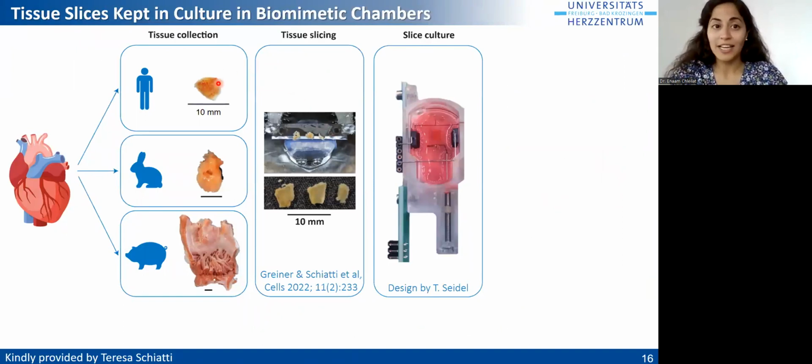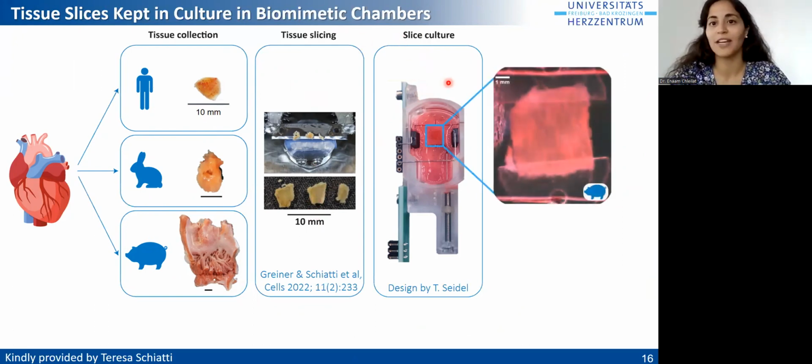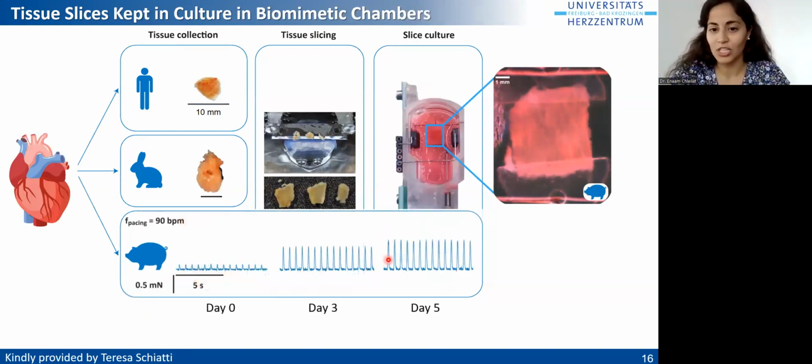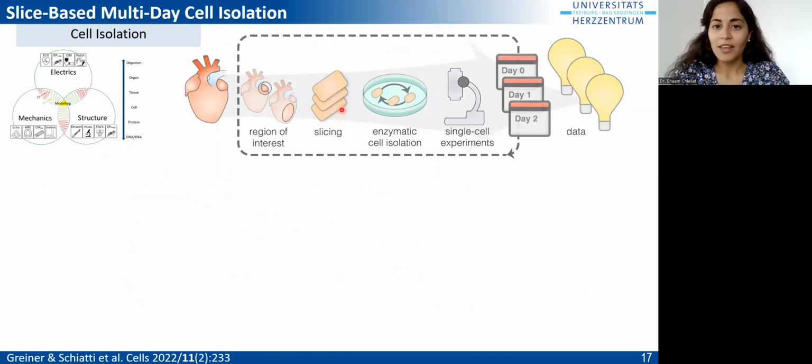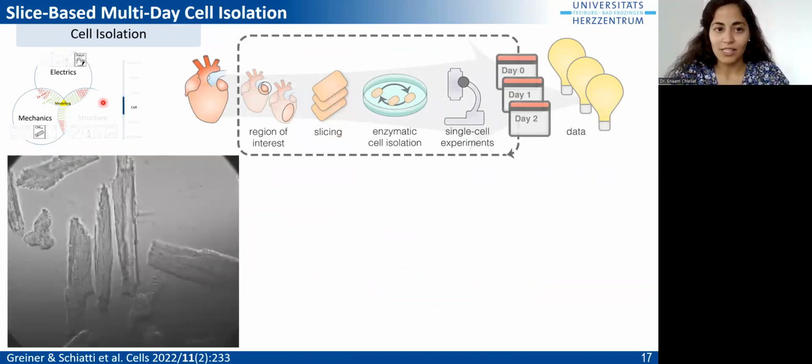My colleague Teresa can do more work with these biopsies. She has a lot of experience, but also with rabbits and humans. So she gets these tissue samples, she can agarose embed them, she can slice them further into 300 micrometer sections, and then she can put them in these wonderful biomimetic chambers, applying a load to keep these slices in culture for several days. So she shows that these cells are contractile over several days, they maintain key functionality for up to a week. Beyond the tissue level here, we can go down to the cell level.